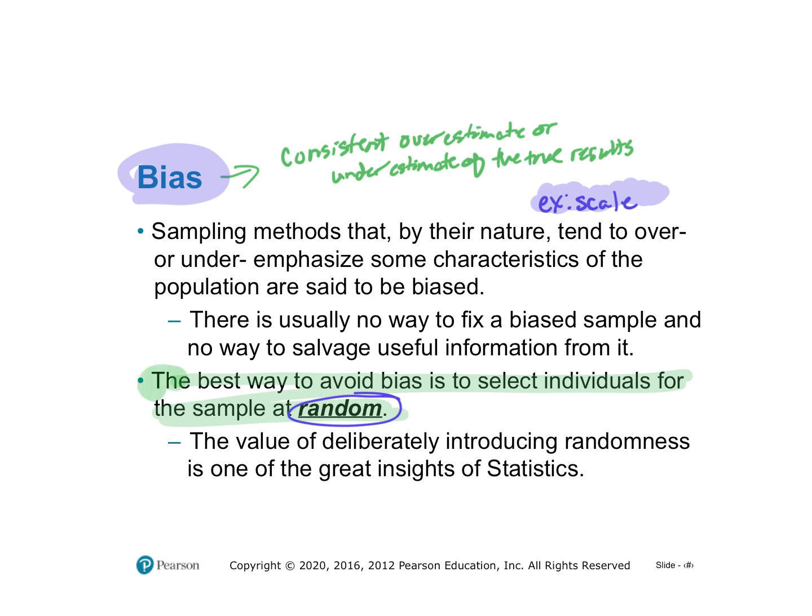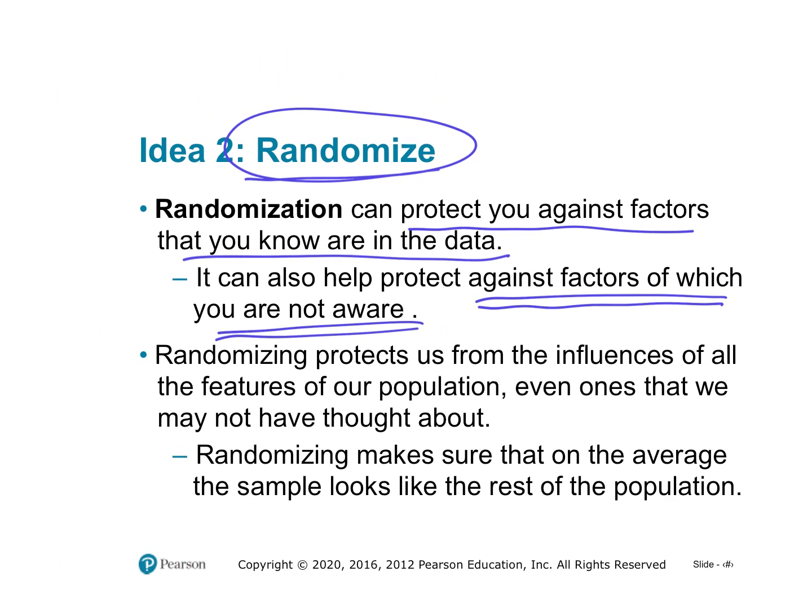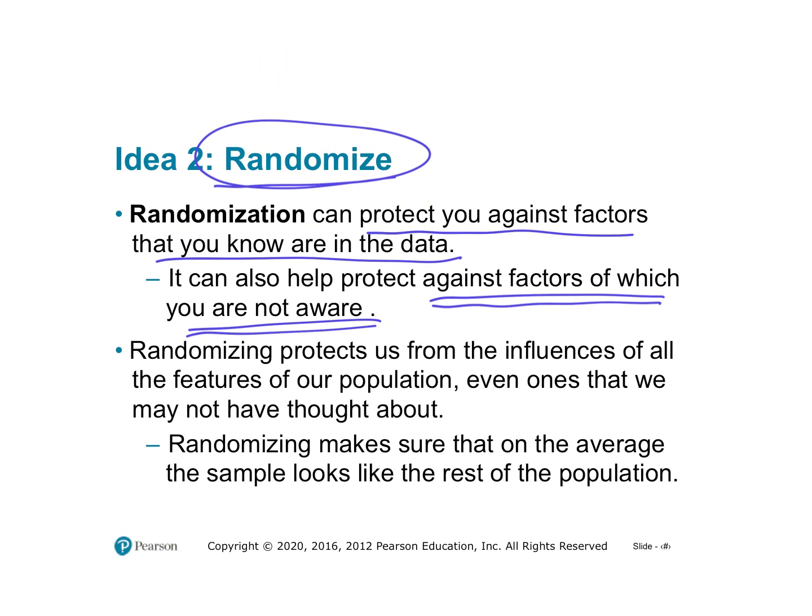The best way to avoid bias is to select individuals for the sample at random. So guys, we're gonna talk about all of these different ways that you can make sure that you are choosing random, okay? If you were picked randomly and anonymously, doesn't that also greatly increase the chances of accuracy? Yes. Well, not if you don't wanna do it.